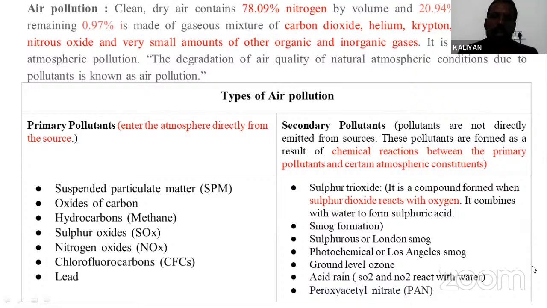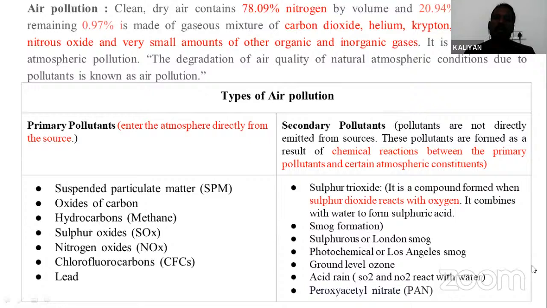It's called the secondary pollutant. So primary pollutants: suspended particulate matter (SPM), oxides of carbon, hydrocarbons, sulfur oxide, nitrogen oxide, chlorofluorocarbon, and lead. And the secondary pollutant is sulfur trioxide. Sulfur dioxide reacted with oxygen becomes sulfur trioxide.